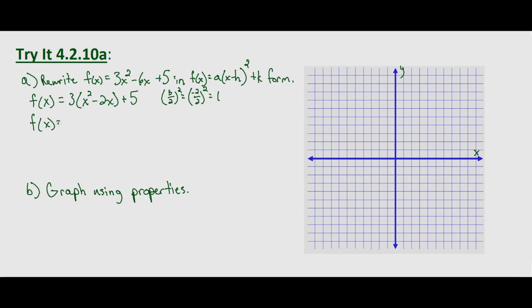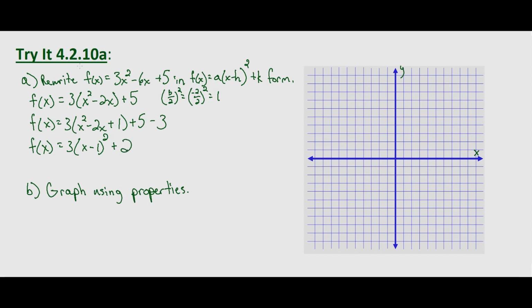So f of x equals 3 times x squared minus 2x plus 1. Oh, I said 1 and wrote 5 because I was looking at the 5. So plus 1. We're still adding the 5. And then what we actually did was we added 3 to our equation because 3 times 1 is 3. So we added 3. We want to subtract 3 here. We completed the square inside the parentheses, so that becomes 3 times x minus 1 squared, and then plus 5 minus 3 is plus 2.